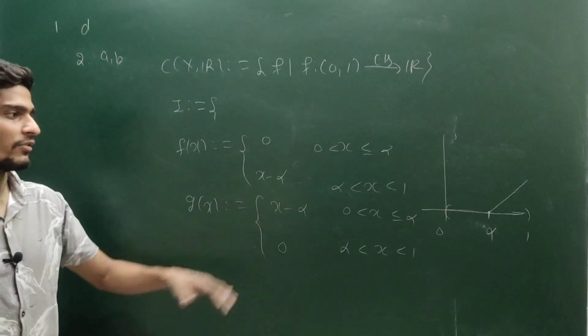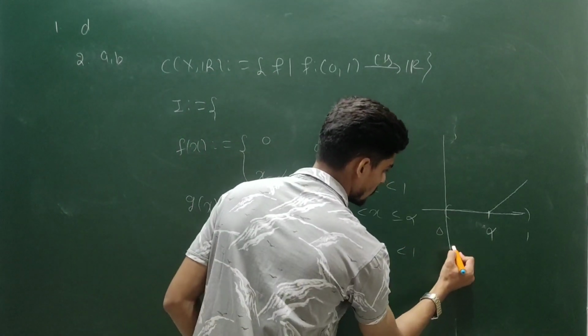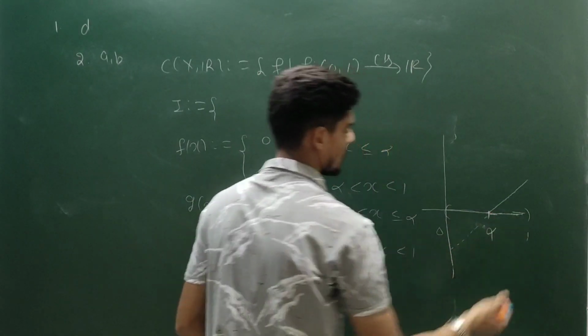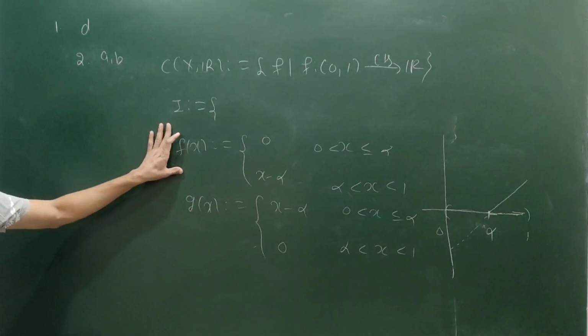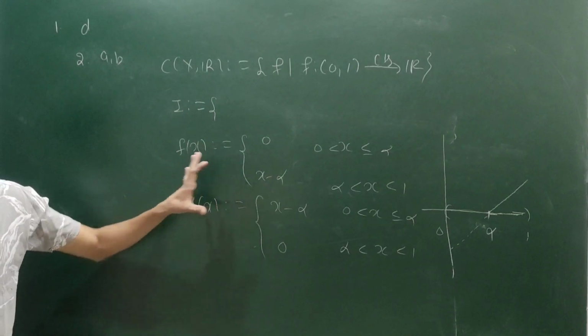So you are defining in the reverse way. From 0 to alpha you are taking the x minus alpha line, and after this it is 0. So this is my g function. If you multiply these two, you are going to get 0 identically. This is non-zero, and the product is 0. Hence it has a zero divisor.